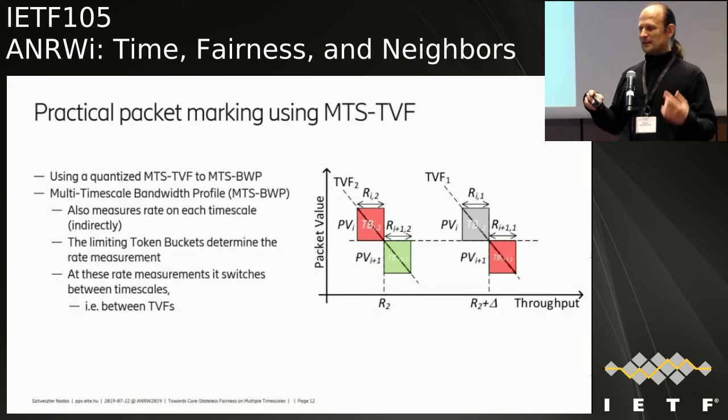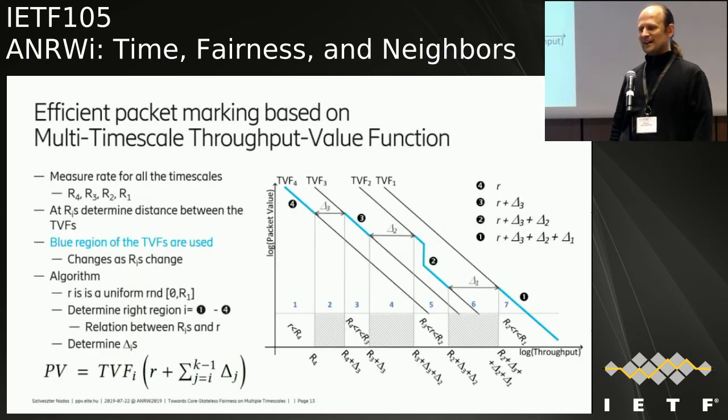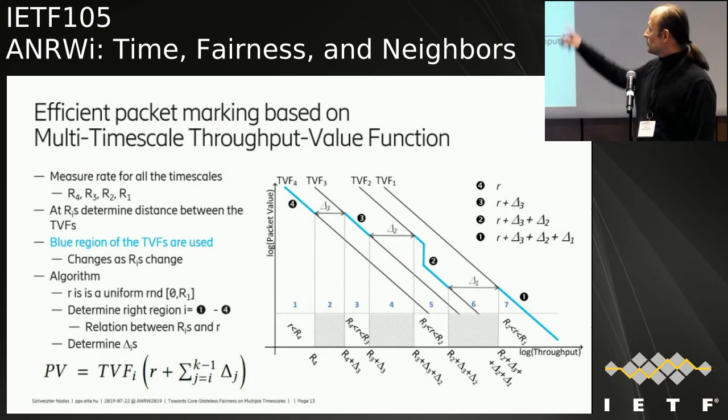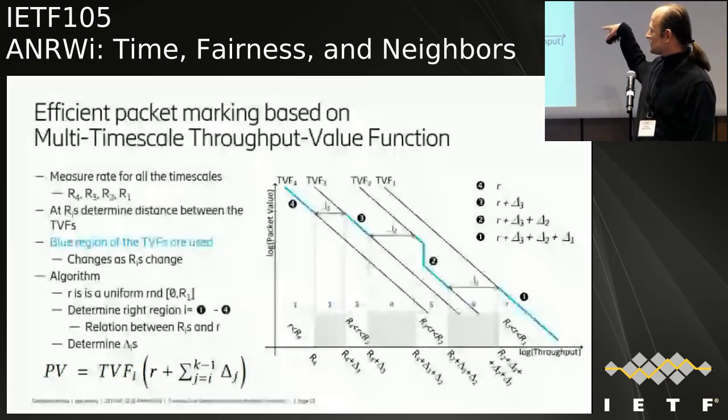What happens is that the transition between the throughput value functions will happen at the rate measurements at the different timescales. And by using that, we can have an efficient packet marking based on these throughput value functions. So you can measure bit rate for all of the timescales. At these bit rates, you can determine the distance between the throughput value functions, and that will result in the blue region of different throughput value functions.